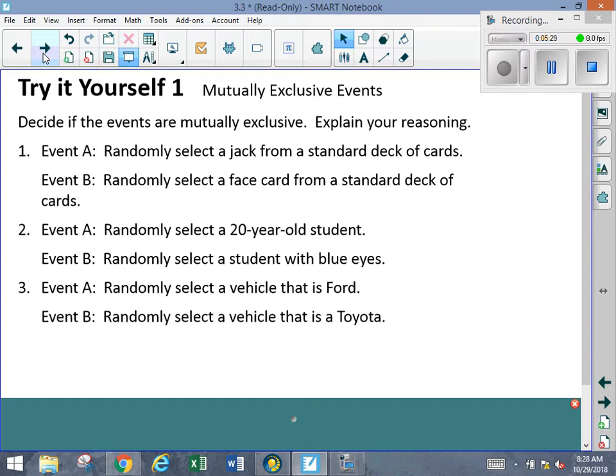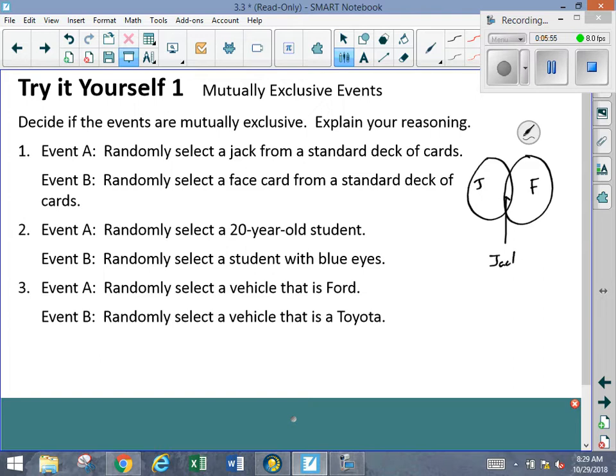So if you were to draw a Venn diagram of this, and seriously, if you are stumped on these, you can always draw a Venn diagram. Okay, so this is a jack, and then you have a face card. These are all the jacks in the deck, and that little overlap, that's all the jacks in the deck.